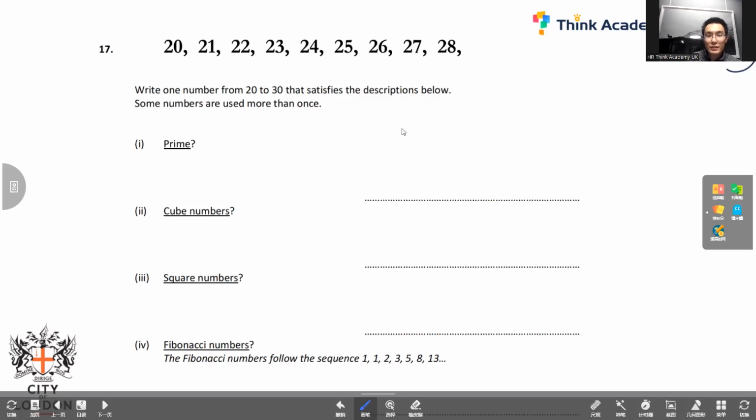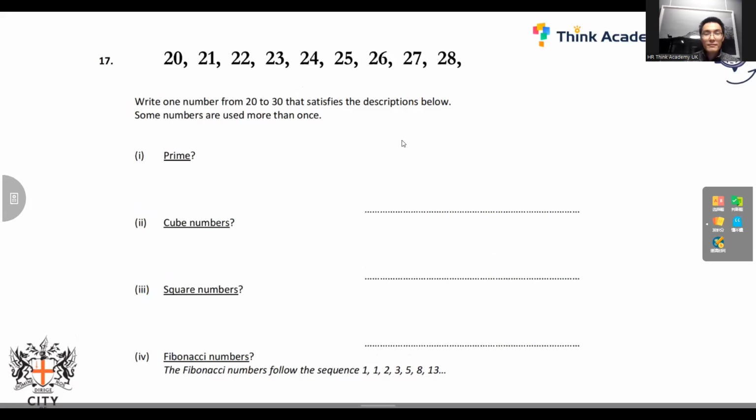Yes, Kiki, you have a question. For the question 17, the number says 20 to 28, but then the question says write one number from 20 to 30. So does that include 29 and 30? 29 and 30. Let me have a look.